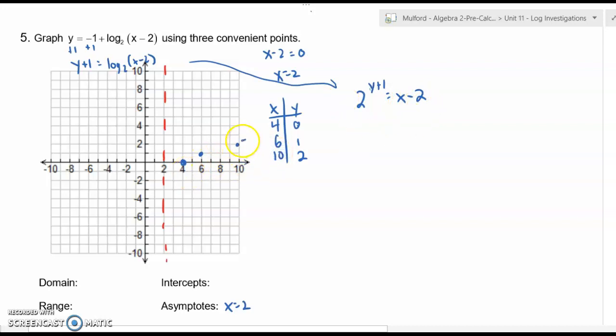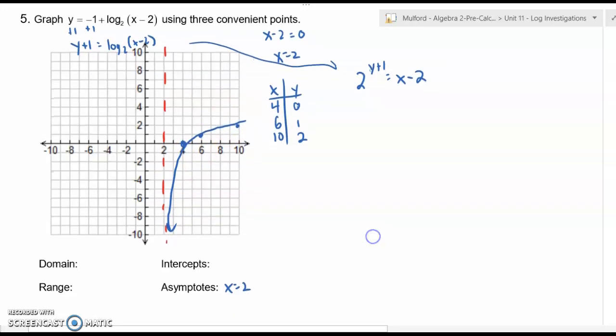And so I'll have a graph that again kind of hugs the asymptote here. It looks like my domain is going to be from 2 to infinity. My range is from negative infinity to infinity. And my intercepts, I've got one right here at 4 comma 0. So that's how we're going to graph log functions. We're going to take the equation and rewrite it as an exponential and plug in y values to find out what x values make it happen, after we've already found out where the vertical asymptote is going to be.